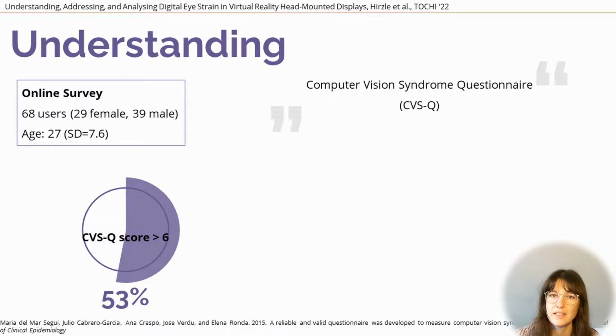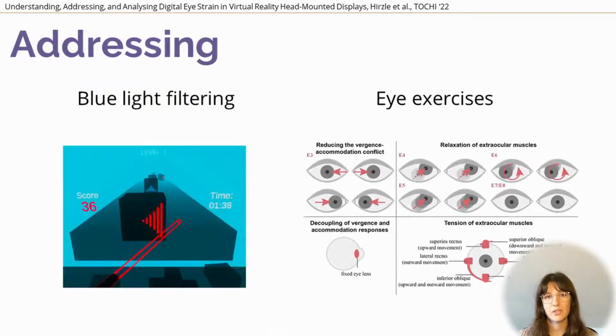Therefore, in the second part, we then investigated two approaches that could address this problem. Here we investigated blue light filtering on the one hand and eye exercises on the other side. Blue light filtering is currently available in almost all digital devices and is also increasingly implemented in VR HMDs by VR HMD manufacturers. However, empirical studies on whether this actually helps in VR HMDs are missing.